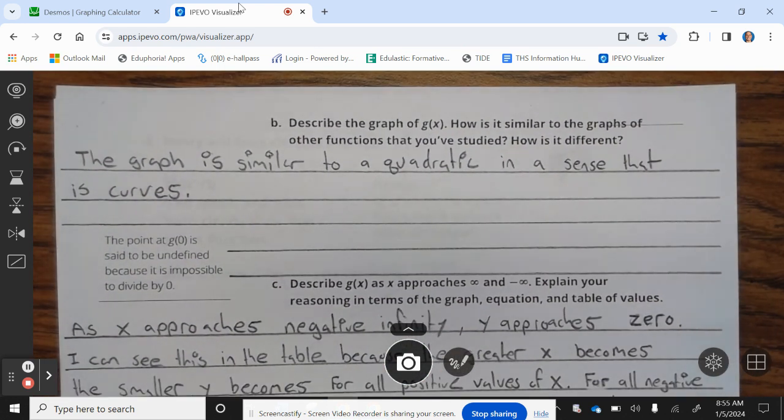Describe the graph of g of x. How is it similar to the graphs of other functions that you studied? How is it different? The graph is similar to a quadratic in the sense that it curves.